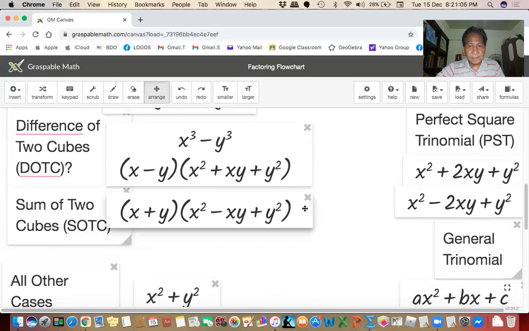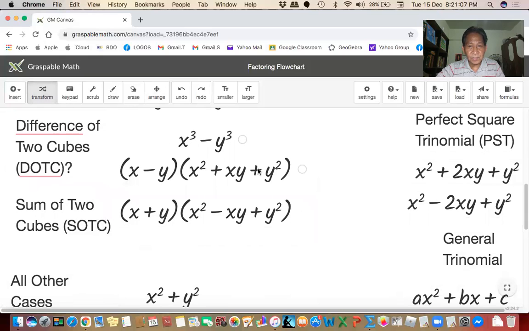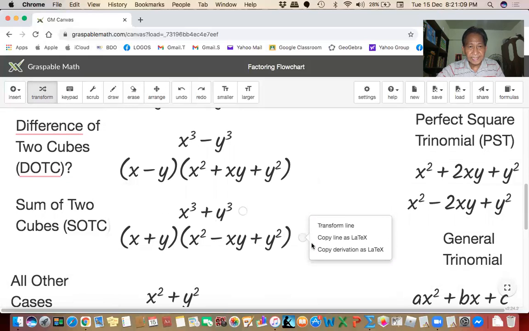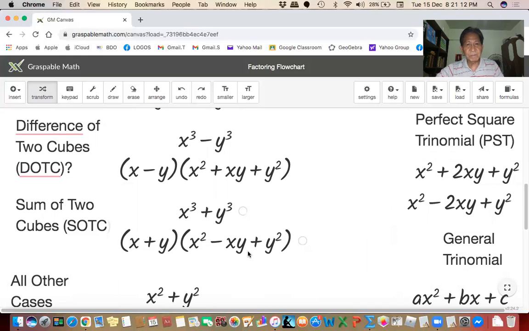So let's look at the original for the sum of two cubes, so that we can compare the two. How are they alike and how are they different? Now, in both cases, both factorizations consist of a binomial and a trinomial. So for the sum, you also have a binomial and a trinomial.